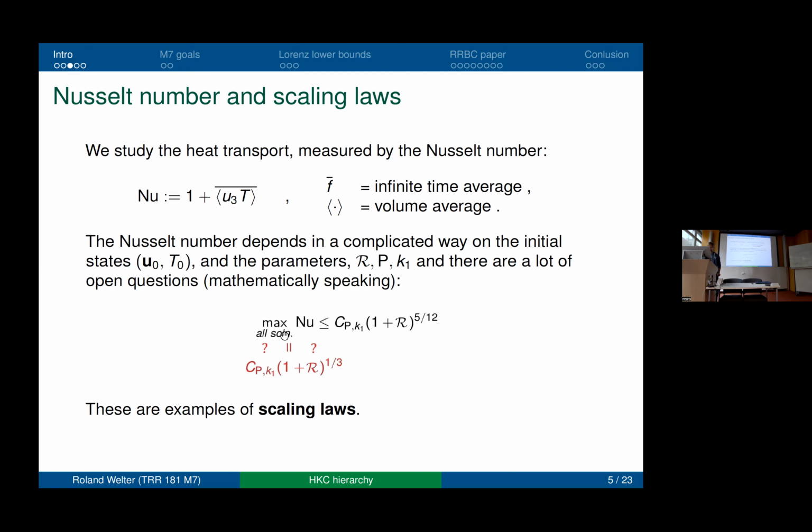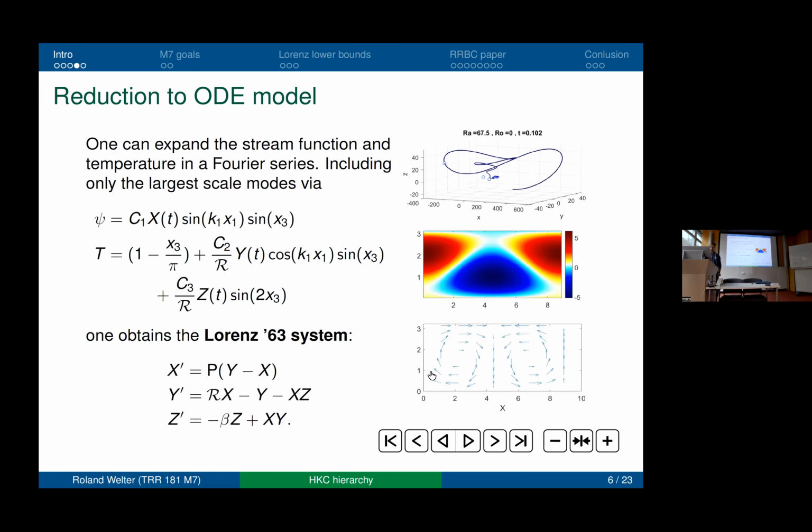But there's still improvements that could be made. It's not known whether this bound is sharp, and you might have a smaller exponent here. And this could actually be significant because of this large Rayleigh number, 10 to the 16. Shaving off a power here would be pretty significant.